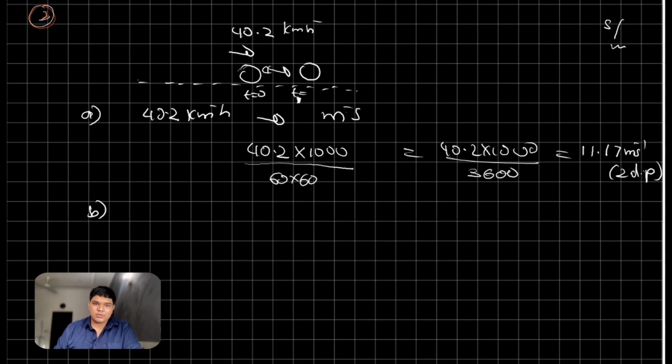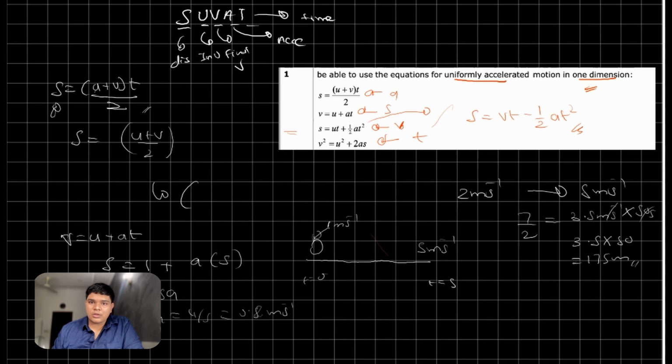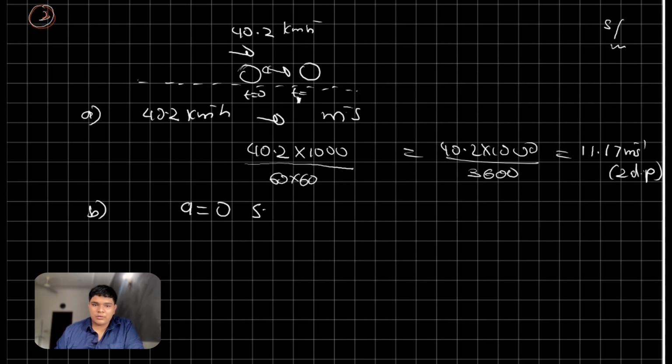So what equation do we use? Acceleration is not given to us, right? We don't even need it. Acceleration is equal to 0. So which equation would we use? We would use S is equal to (u plus v) multiplied by t over 2, right? How would we use it? S is equal to the initial speed 11.17 m/s plus 11.17 m/s, divided by 2, multiplied by t.